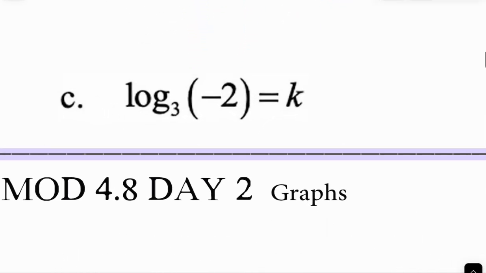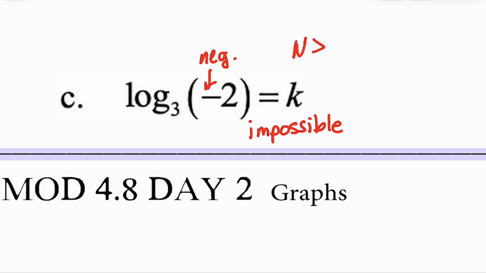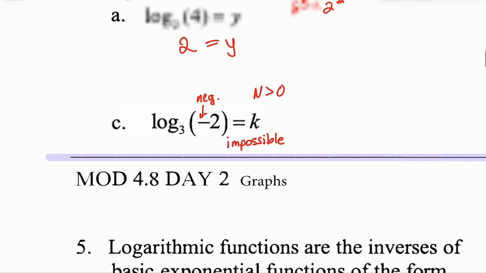C here is impossible because of that negative. There's no power I could put on a 3 to turn it into a negative number. Not possible in the real number sense. No way we can do that. So it's not possible. The input in a logarithm always has to be a positive number. That number always has to be greater than 0. Can't be a negative, can't be 0. Okay.